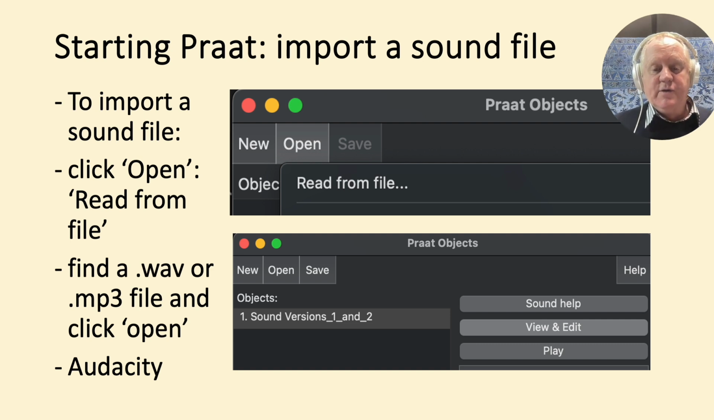First of all, we need to import a sound file into our Praat objects window. So to do this, we click Open, Read from File, and then you can find either a .wav or a .mp3 file and click Open. So in this slide you can see that I've imported an existing sound file, sound versions 1 and 2, which I created for the Praat images of the two versions of the LAD text that I presented in the previous episodes.